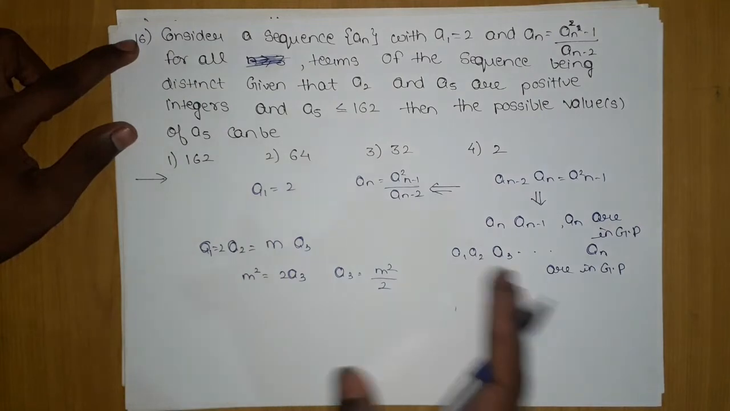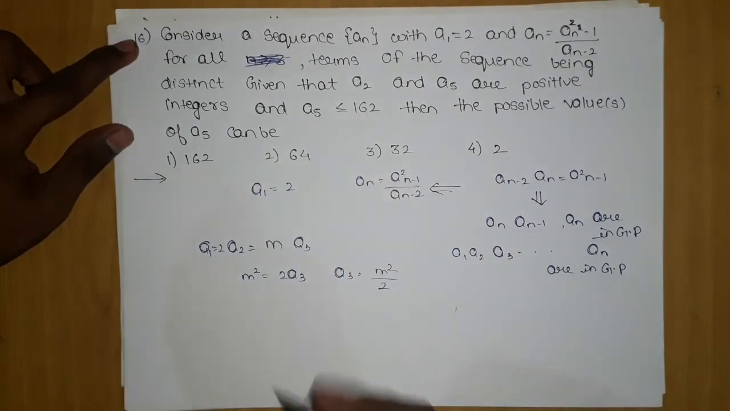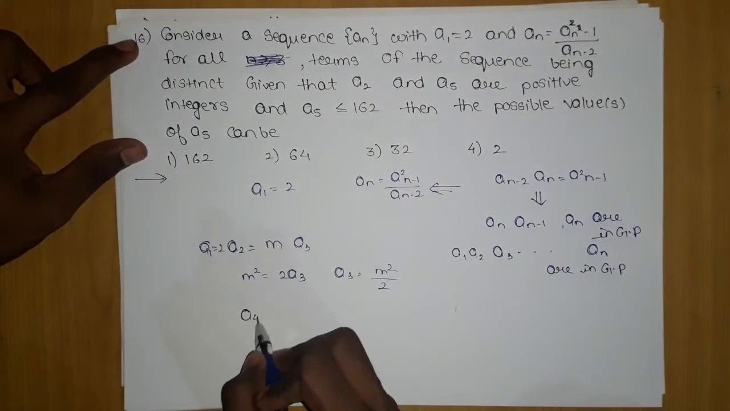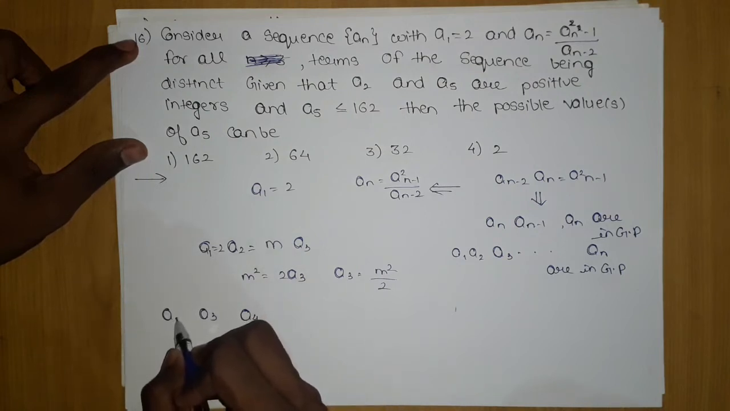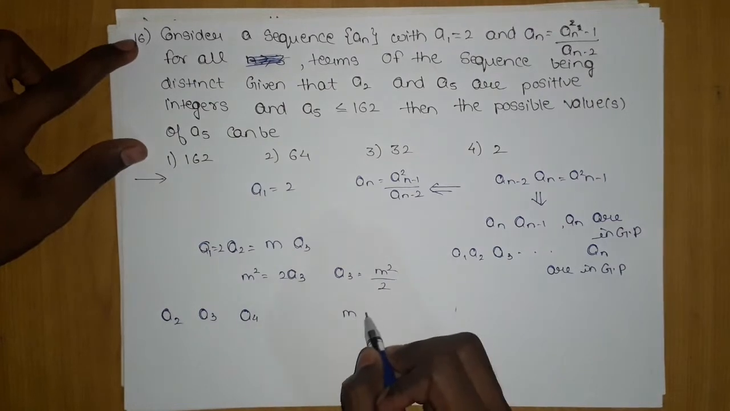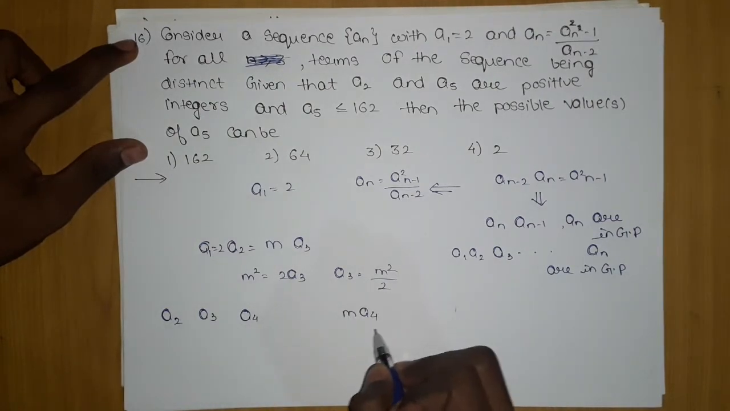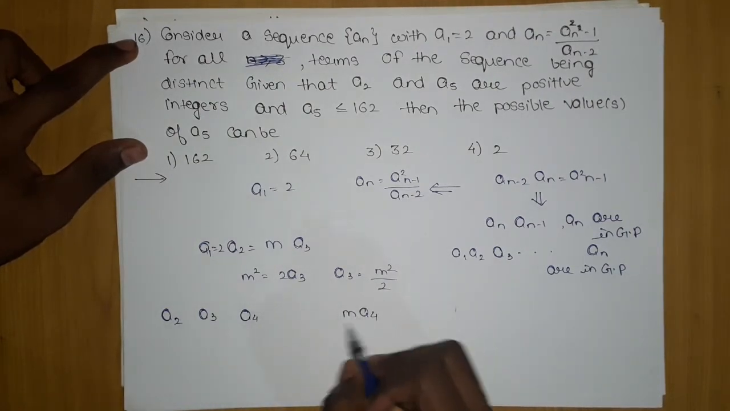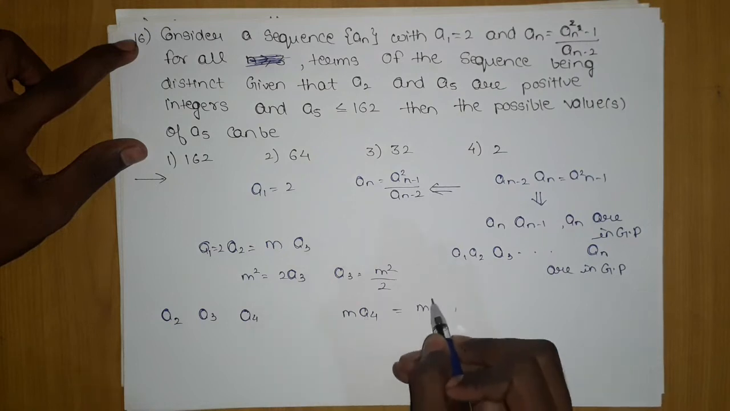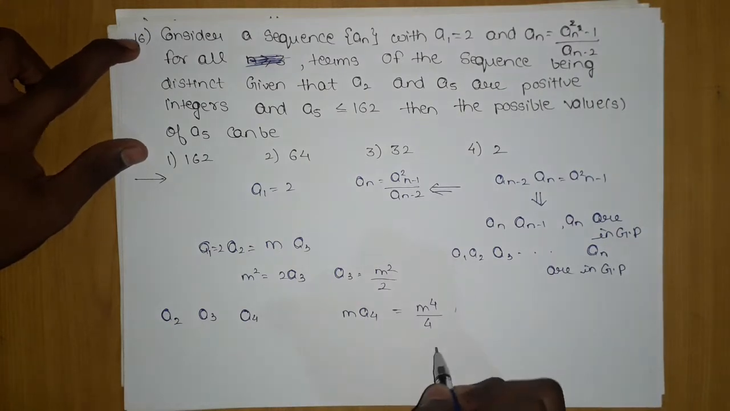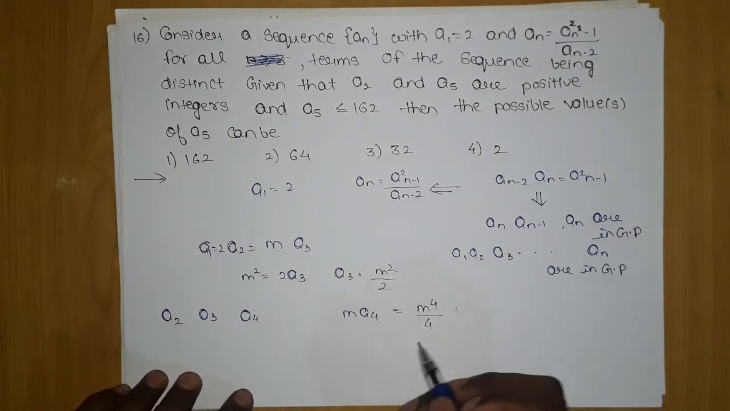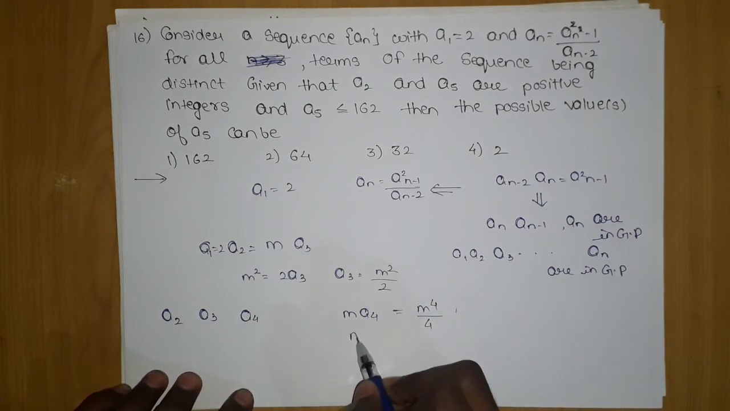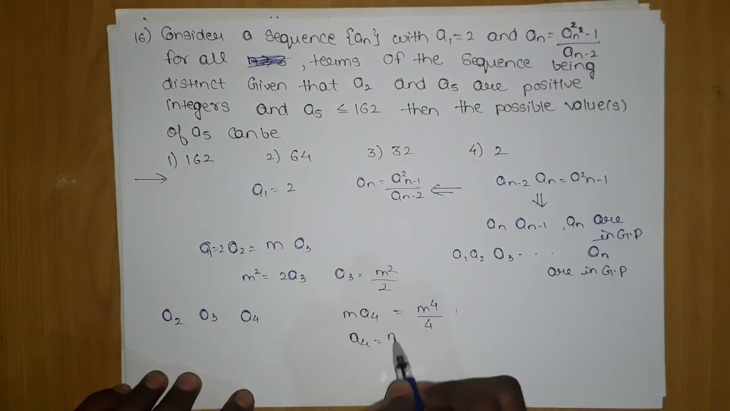I want a5 indirectly, because I want the possible values of a5. For that I will find a4 using a2, a3, a4, these three terms. a2 is m, so m into a4 will be m raised to 4 upon 4, because a3 is m square by 2 and if I square it, it becomes m power 4. So this cancels out, giving me a4 as nothing but m cube by 4.